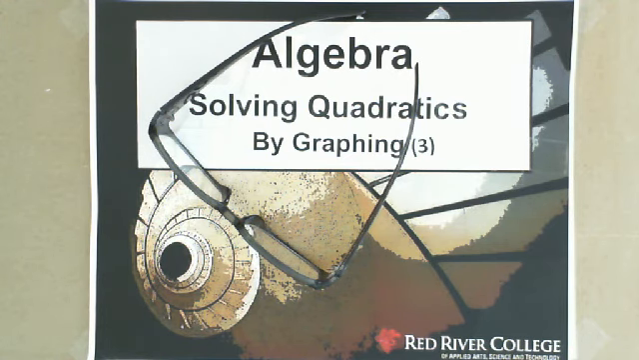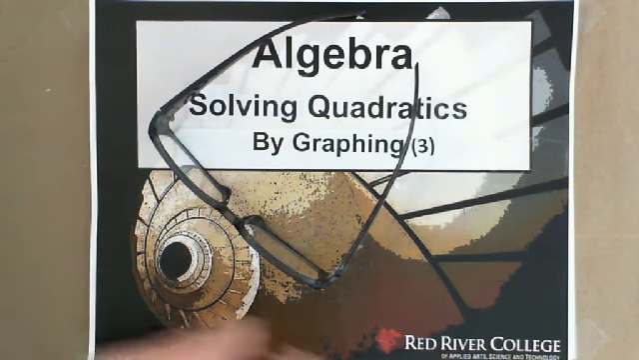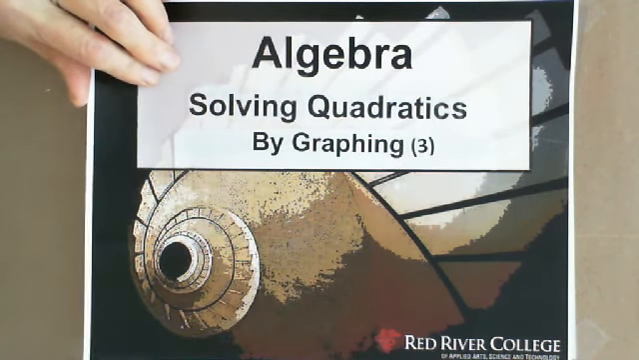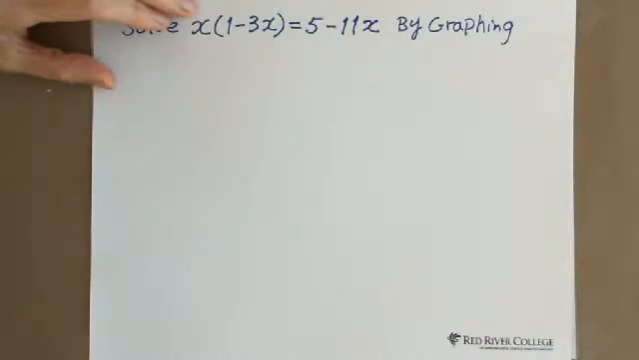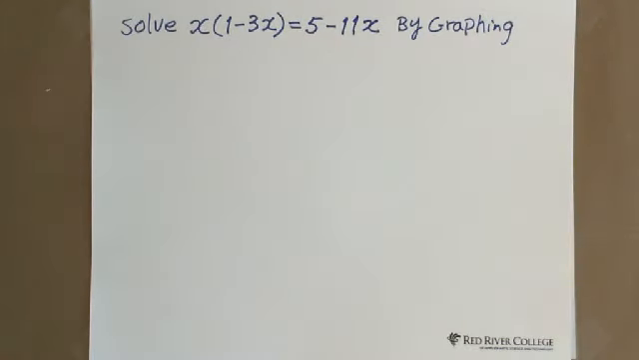Solving quadratics by graphing 3. This is the third method I'd like to show you: how to graph the quadratic function to solve quadratic equations. The example I'd like to show you is 3x times (1 minus 3x) equals 5 minus 11x.